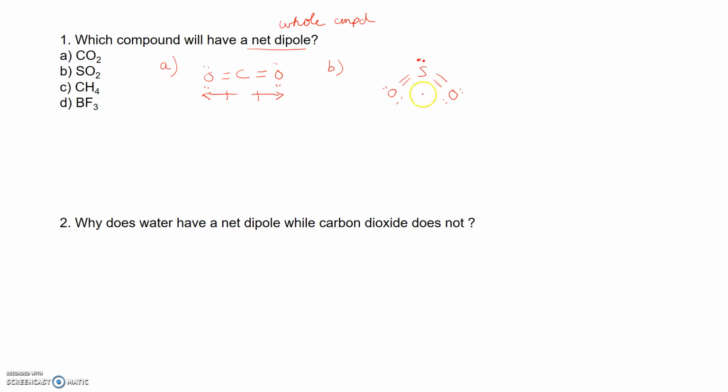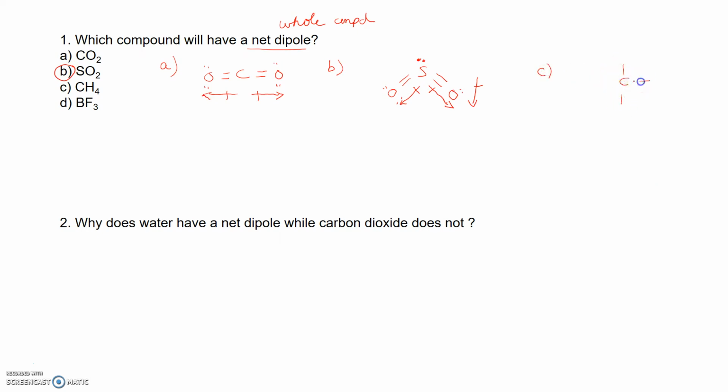So in this case, again, oxygen is going to be greater in electronegativity. It's going to pull in this way. What's going to happen is, because this is not a linear shape but a bent one, the overall dipole is going to be towards where the oxygen is. So this one will have a net dipole. All right, let's go on to the next one.